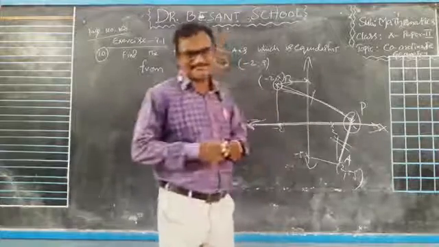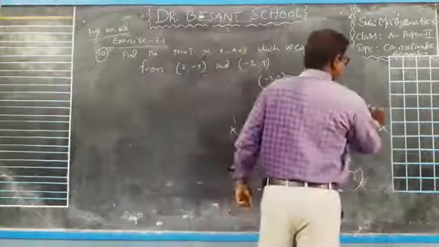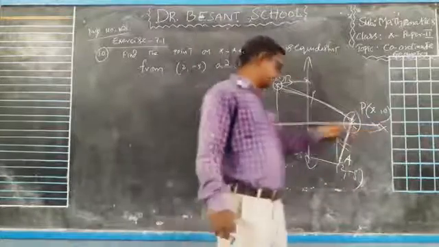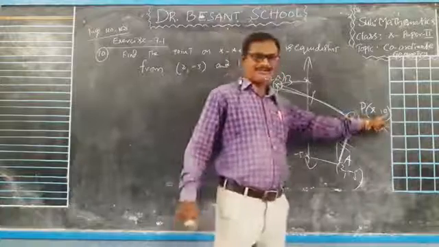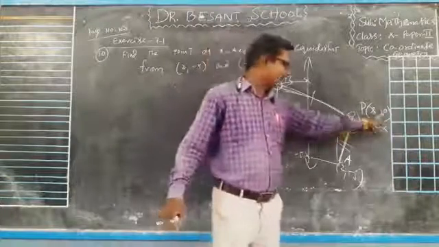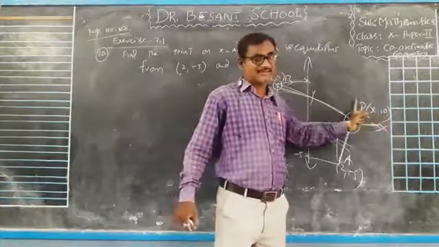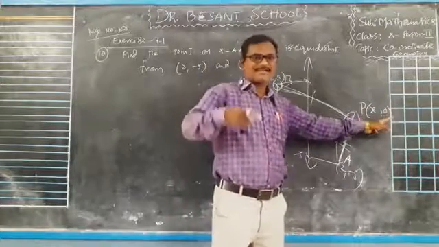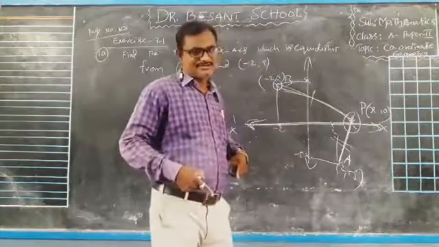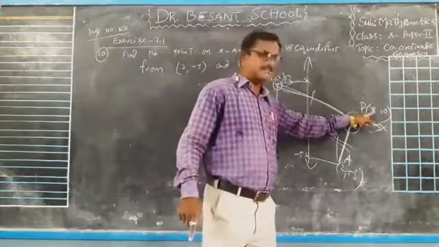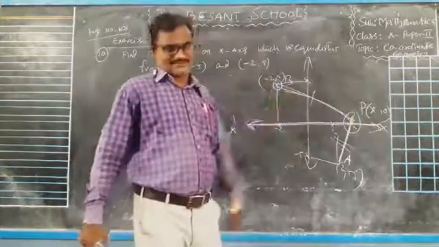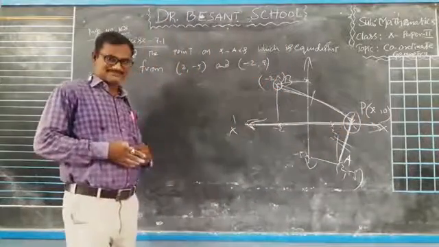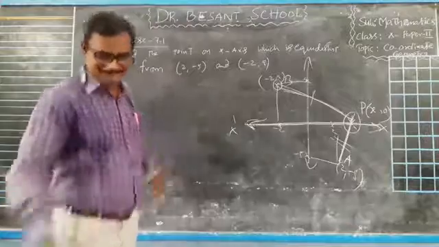Y coordinate is 0. So let us suppose P is (x, 0). On x-axis, y coordinate is 0. That's why I suppose it as P (x, 0), not (x, y). Because on x-axis, y coordinate is 0. So we have to find this x value. If x is positive, P lies on positive side of x-axis. If you get x negative, P will be lying on the negative side of x-axis. Okay? Yes. Verify children.